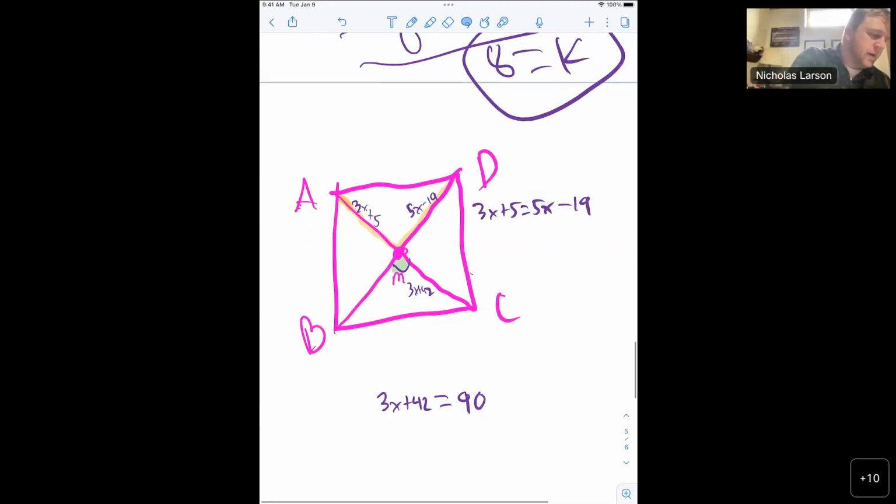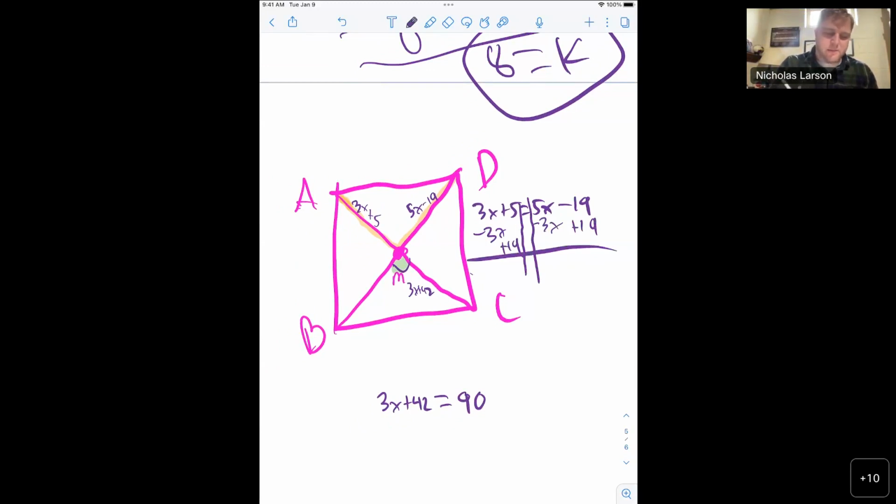So, this first one, once I get to this point, I have to separate my left and my right side, and get all my x's on one side. To do that, I'm going to subtract 3x. Over here, I'm going to add 19. Yeah, Mr. Larson, I'm doing 2 steps at once. That's naughty. I shouldn't do that. 2x equals 19 plus 5, which is 24. Divide by 2. Divide by 2. Therefore, I get x equal to 12.